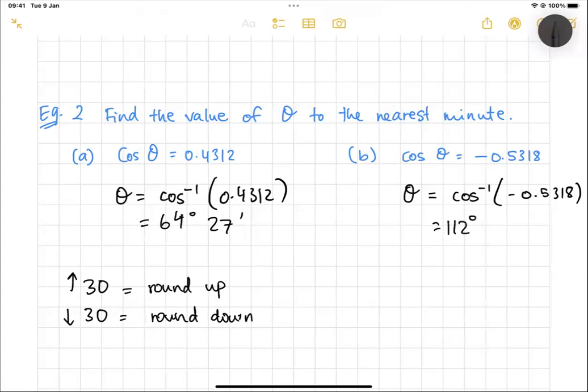112 degrees. My seconds is greater than 30, right? So this is what I got on my calculator. Okay. My seconds is greater than 30, so I'm going to round my minutes up. I should get 112 degrees and 8 minutes.